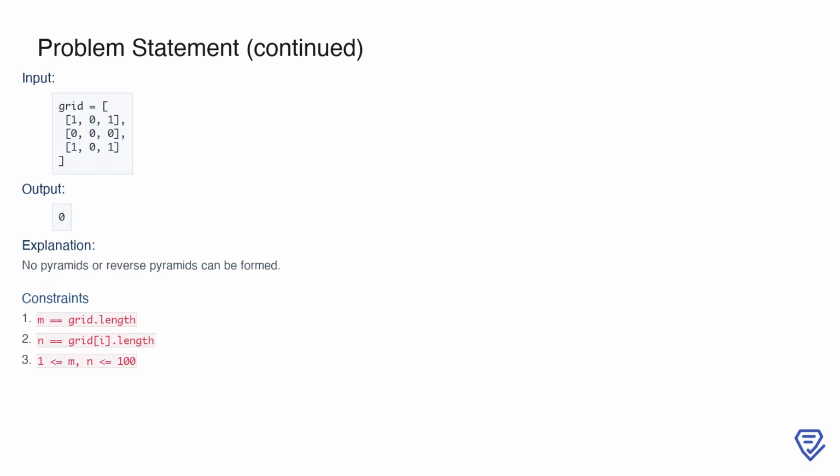Now consider an example where the grid is 1, 0, 1 / 0, 0, 0 / 1, 0, 1. In this case, the output is 0, meaning no pyramids or reverse pyramids can be formed. This is because there aren't enough consecutive 1s in any row to form a valid pyramid base, and the configuration of the 1s in the grid does not allow for the triangular shape required by the problem's definition.